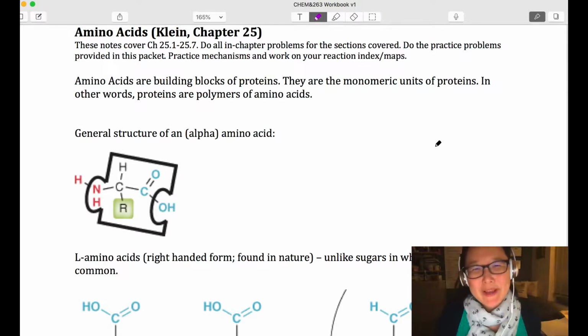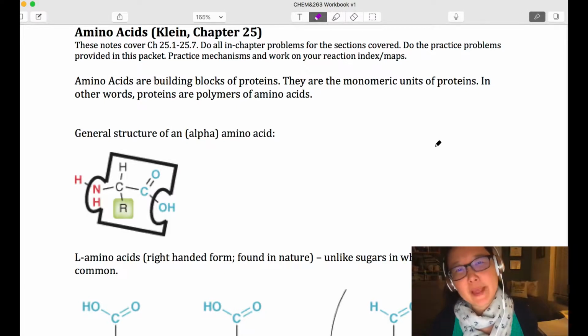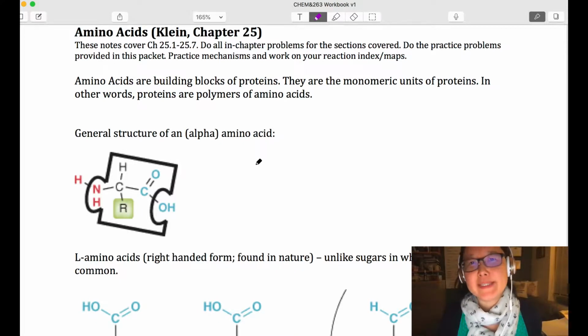Hello, we just learned about carbohydrates, monosaccharides linking together to make disaccharides or polysaccharides. Now we're going to talk about amino acids, which are also another biochemical building block. These are what make up our proteins.